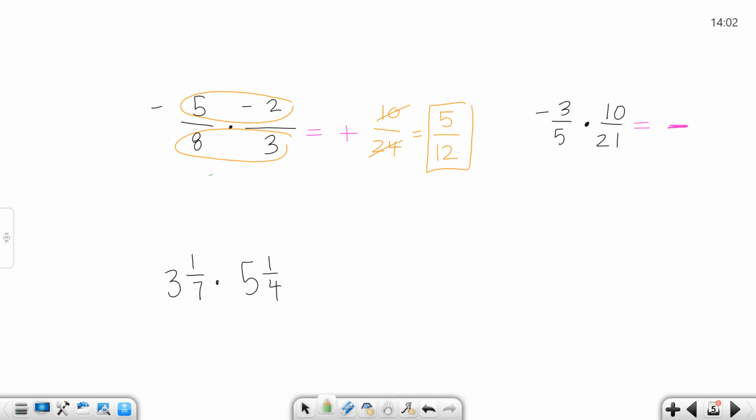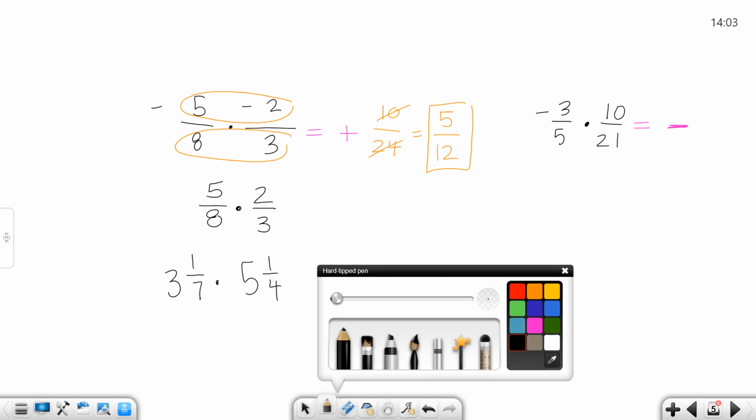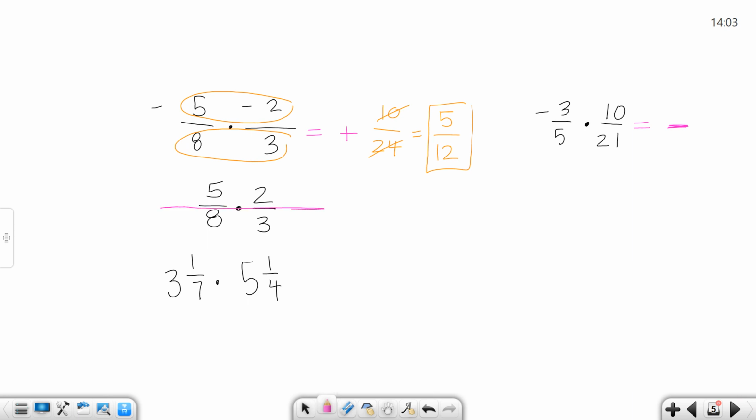Now, let's say that you wanted to work this one the other way. We've already taken care of the signs, so I'm going to leave off the signs. Okay, across this division bar, the 5 doesn't simplify and the 3 doesn't simplify, but the 2 and the 8 do. 2 goes into 2 one time, and 2 goes into 8 4 times. So on the top, that leaves me with 5 times 1, and on the bottom, that leaves me with 4 times 3. It's just a matter of if you reduce first or if you reduce second.